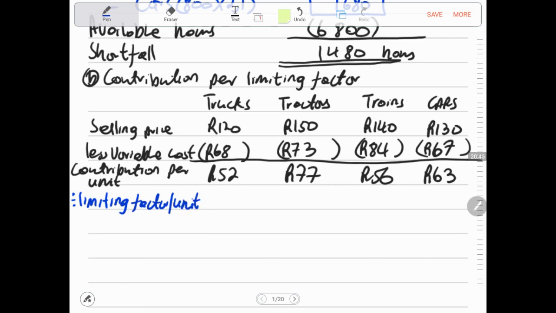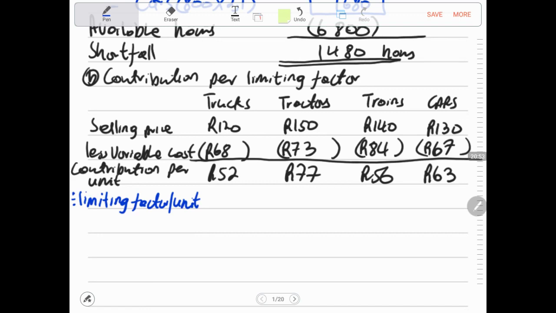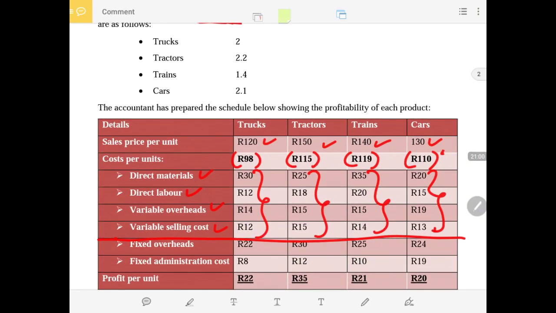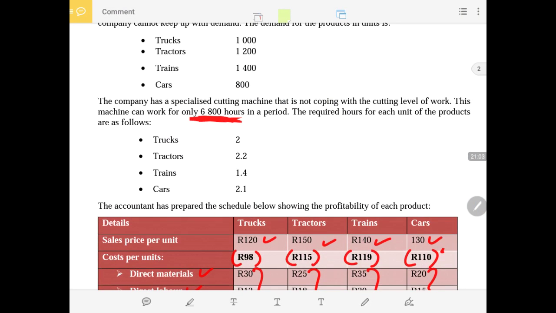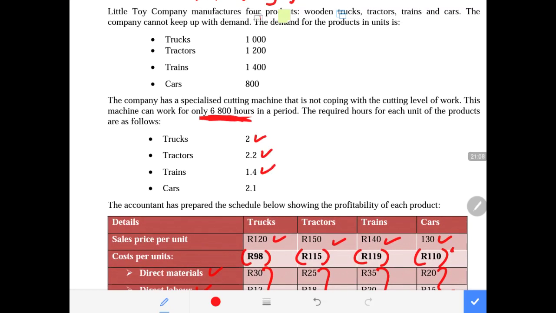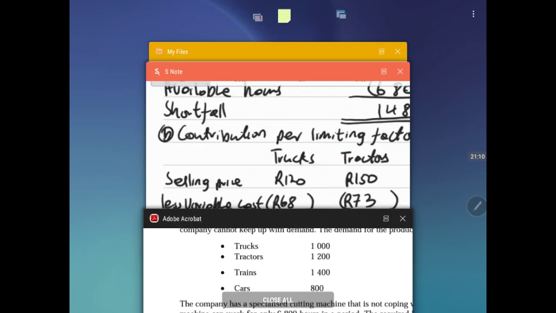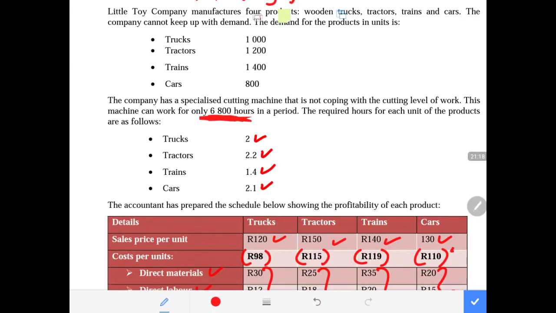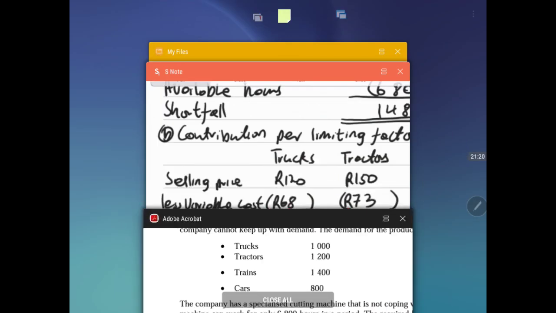Our limiting factor is machine hours, so I need to know the machine hours per unit. Hence I'm saying divide by the limiting factor per unit. So now I have to search for my limiting factor per unit, which is machine hours per unit. Remember, machine hours per unit is 2 hours for trucks, 2.2, 1.4 if I'm not mistaken. Yes, 1.4 and 2.1.